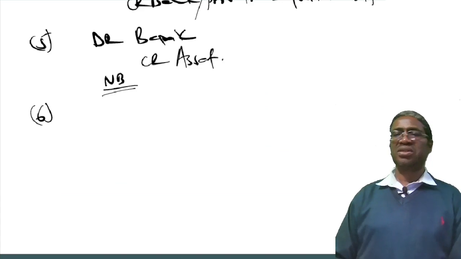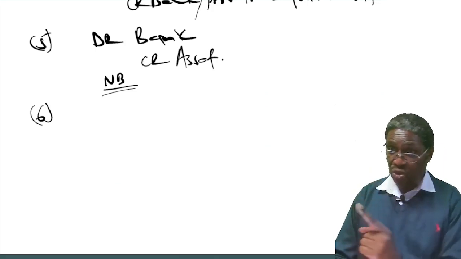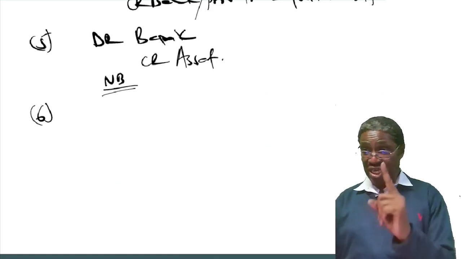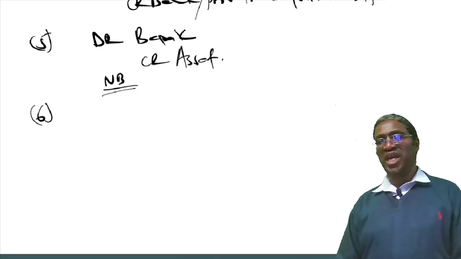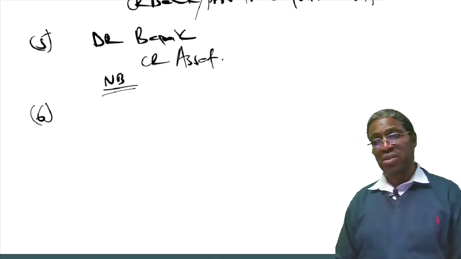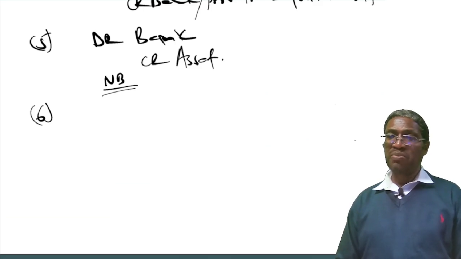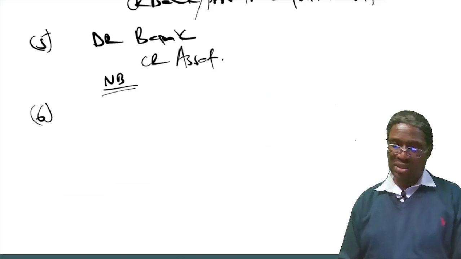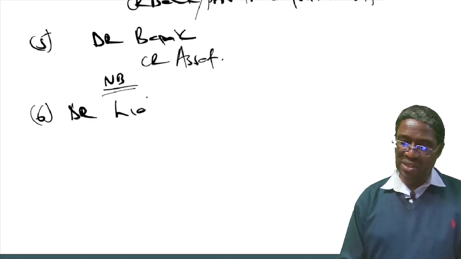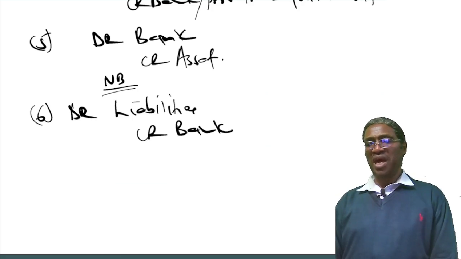Let's do number 6. Number 6 says, with any liabilities not taken over by the purchasing company, but paid by the selling company, debit liabilities, credit bank.